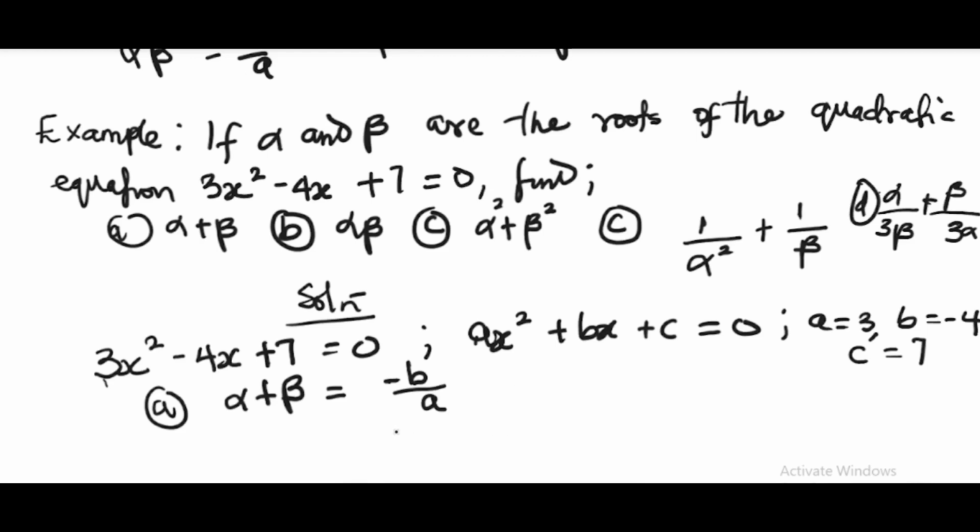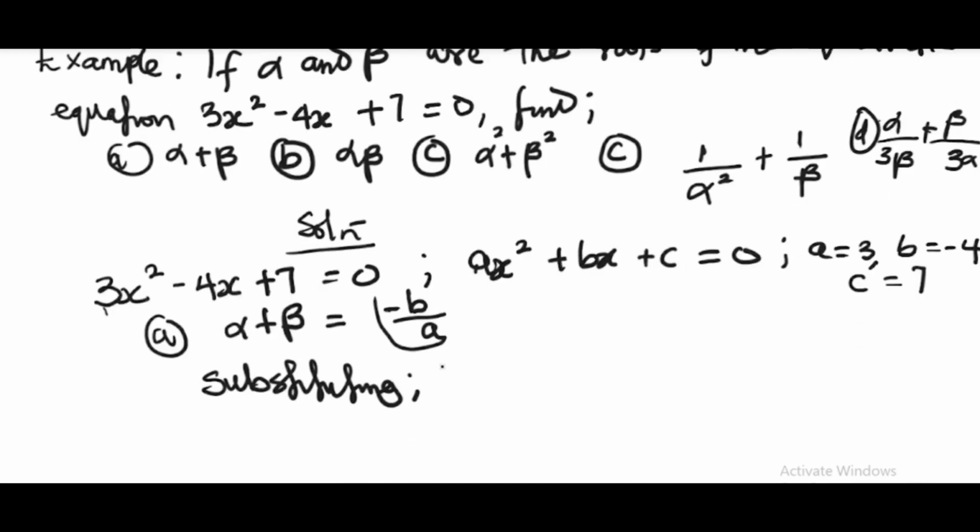Now substituting here, we've already gotten our b to be -4. We already have minus here, so we'll have -(-4)/3. And when minus multiplies minus, you have 4/3. So our alpha plus beta is equal to 4/3, which is 1 whole number 1/3.